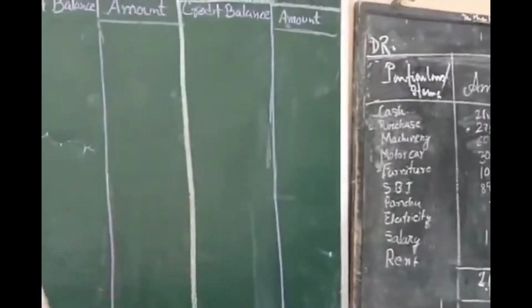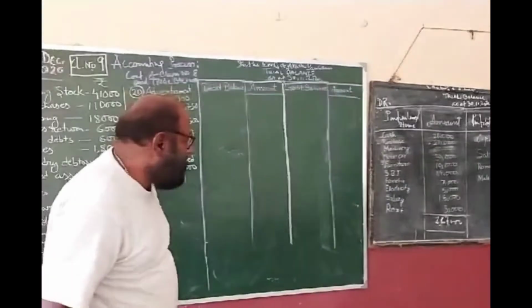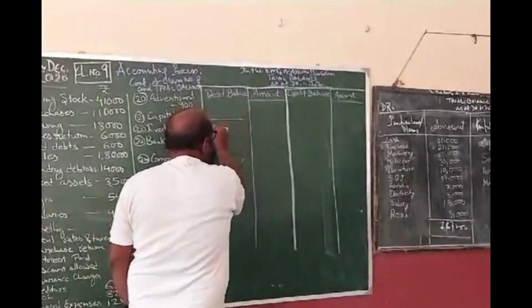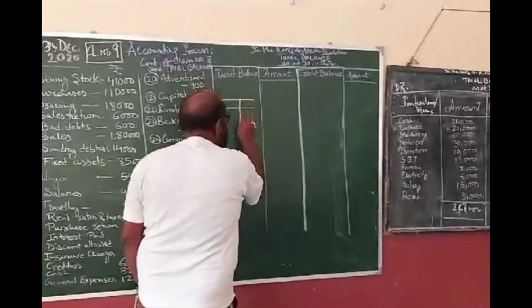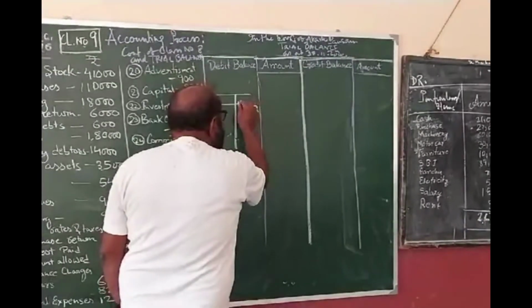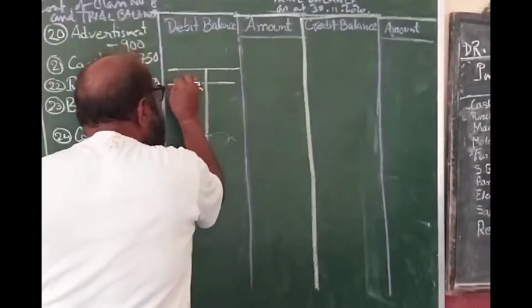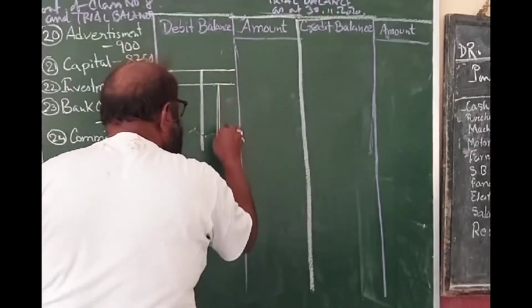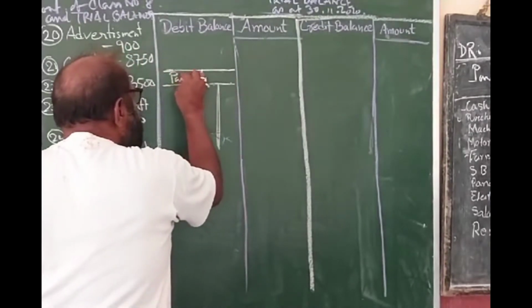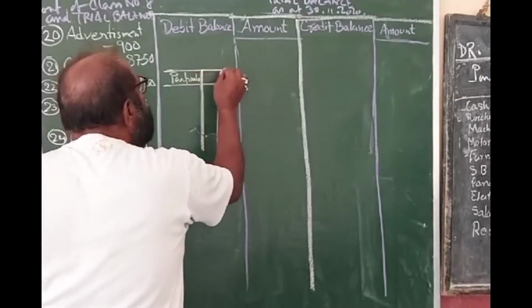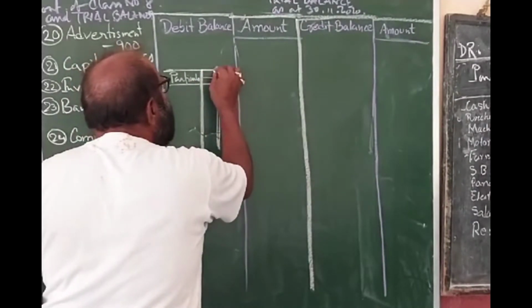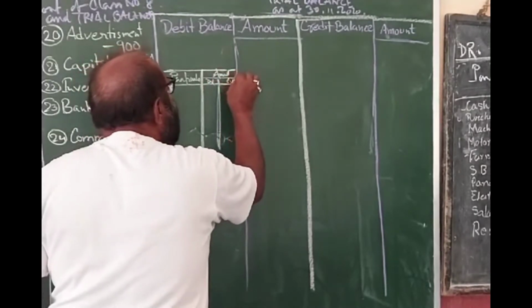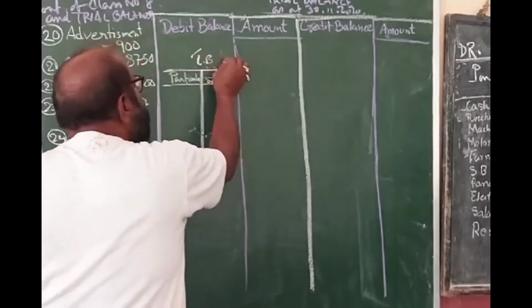Now friends, another proforma is also there for trial balance. In this, not in a very small size, I am putting it. You can make one column for particulars, and here it is debit amount and credit amount. It is trial balance as well.